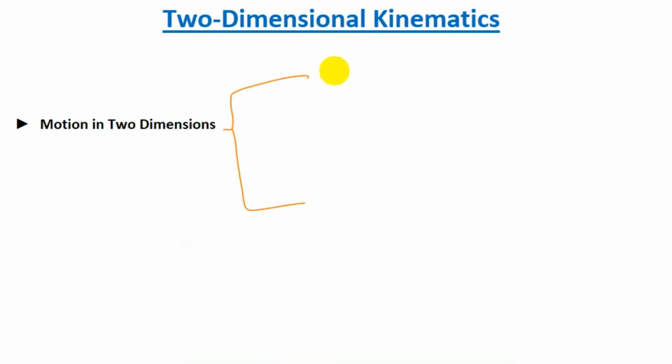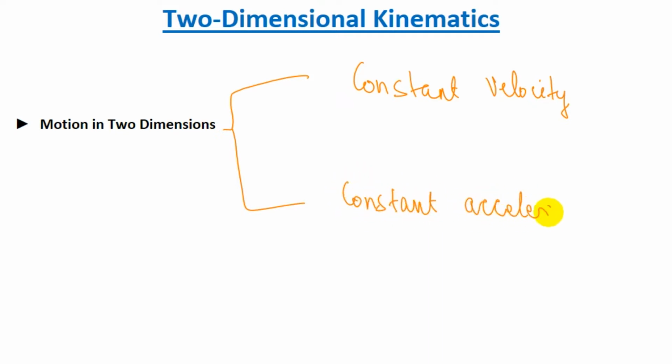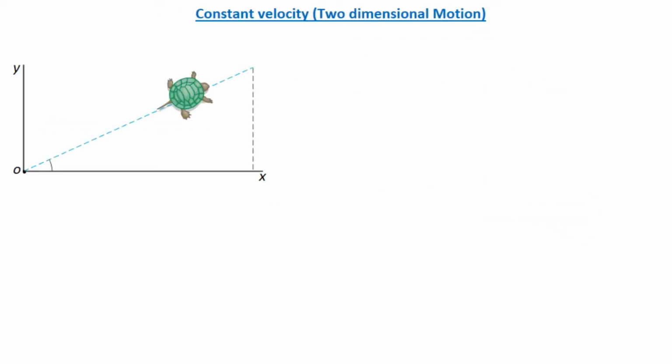First we'll consider motion with constant velocity, and then we'll consider motion with constant acceleration. Now here you see this figure, and this is a turtle that starts from origin and moves with a constant speed of 0.26 meter per second in a direction 25 degrees above the x-axis.